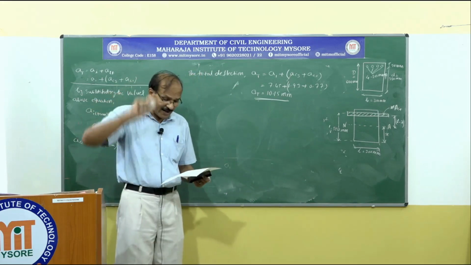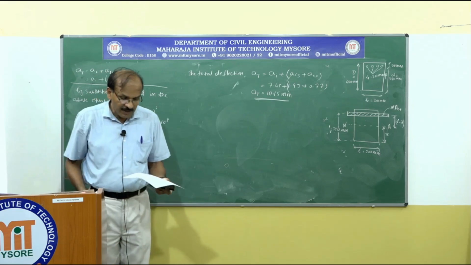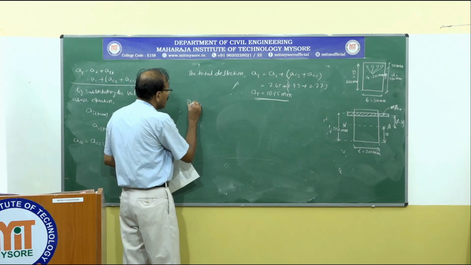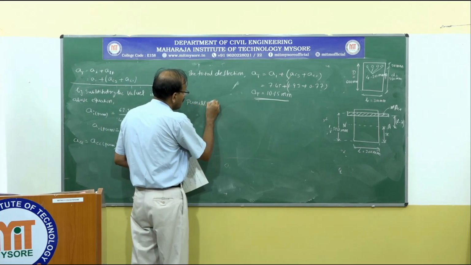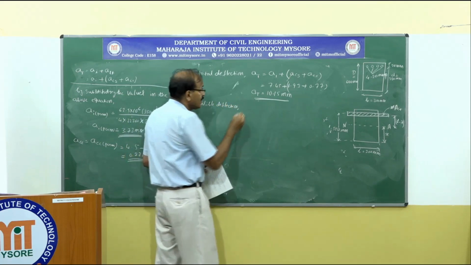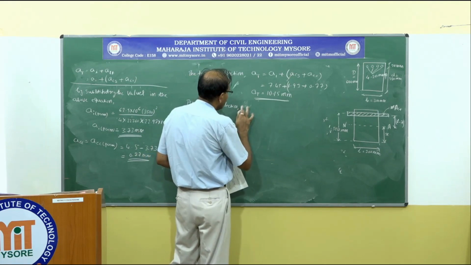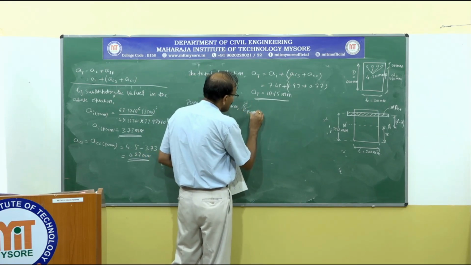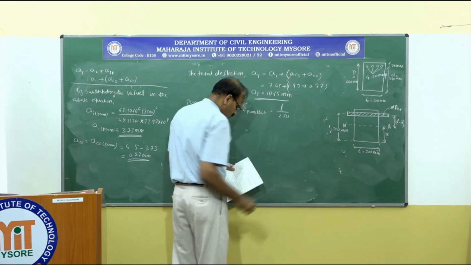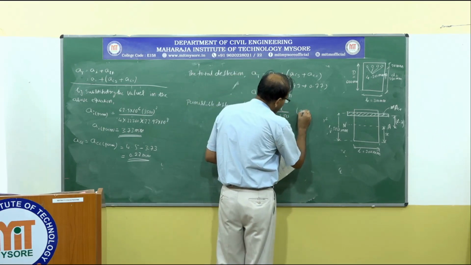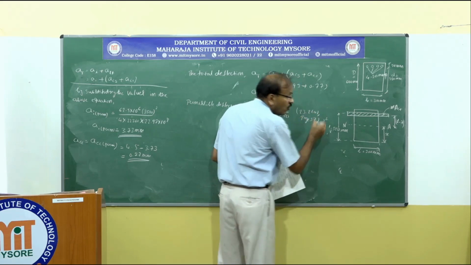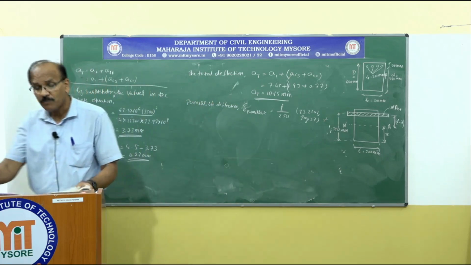But we have to check whether it is within the permissible limit, that is permissible deflection. Delta permissible is equal to span divided by 250. So where did I get this value? Clause 23.2a, page 37 of the code book. Please open that page.